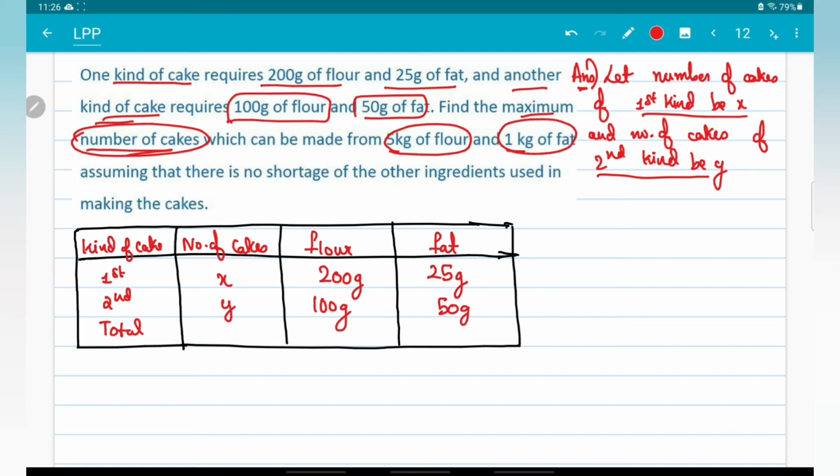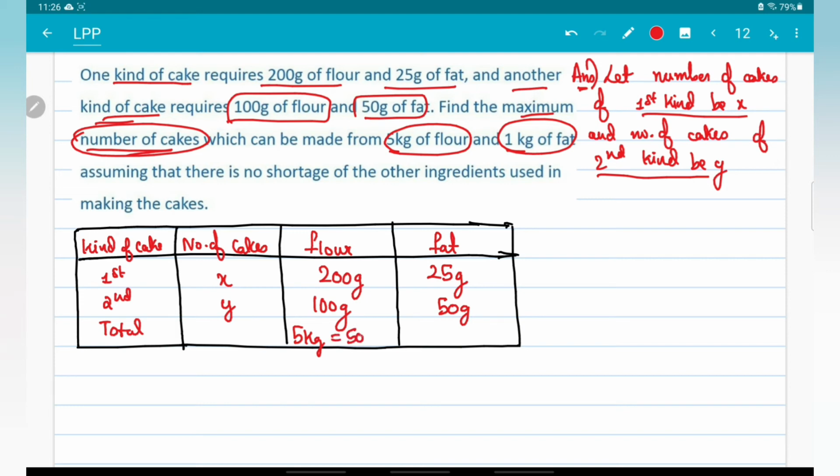Okay, so when they have given us 5 kg of flour and 1 kg of fat, it means that in total there are 5 kg of flour, and from that total 5 kg of flour we have to make those many cakes, and we have to find how many cakes we are making. So 5 kg of flour is the total flour given to us, and from that we have to make so and so number of cakes, that is x and y number of cakes.